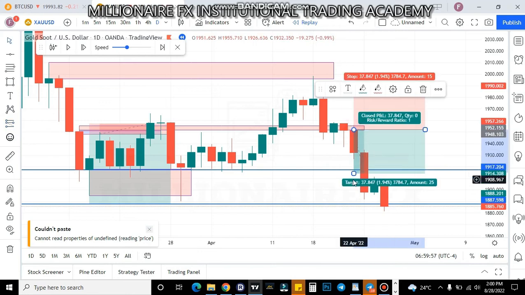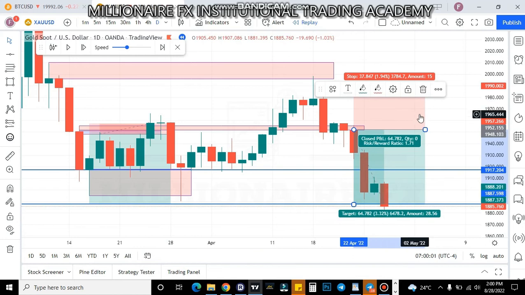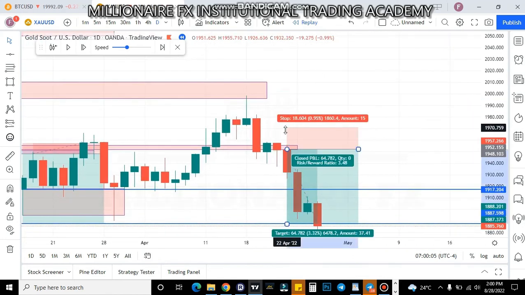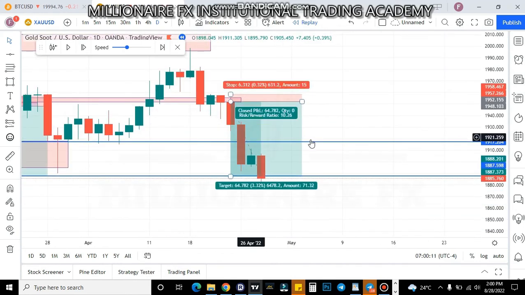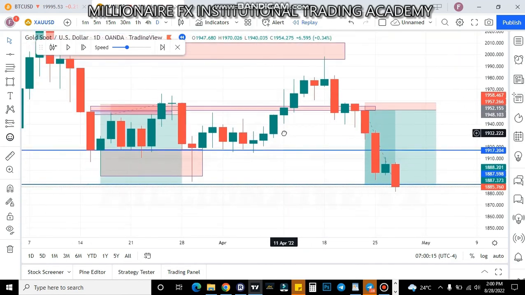Same entry, with the same take profit, and the same risk. Actually, this risk was even smaller. Check this. It hit. Same trade. Check this. Same trade. And I'll give you a reason why it is the same trade: because of the same volume.